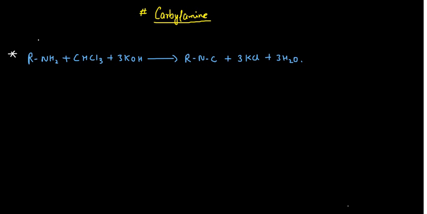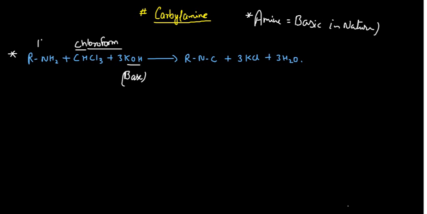So this is, as usual, a 1 degree amine, and this is chloroform. Those of you who know, applause for them, and those of you who don't know, applause for them either, because now you know that. Okay, so this is win-win. CHCl3 is known as chloroform, and as you can see, this is a base. So we have a base here. Remember one more thing here, that amines are basic in nature.